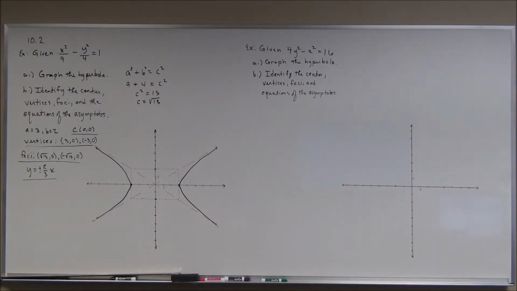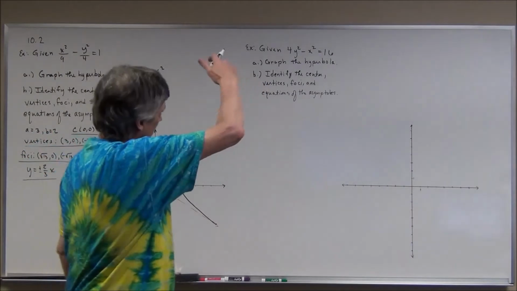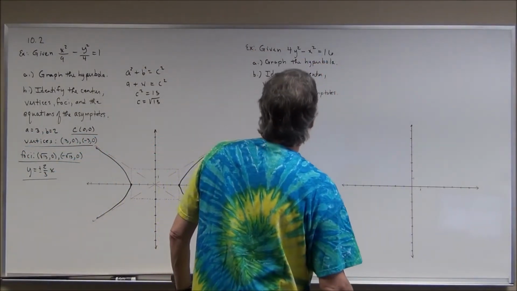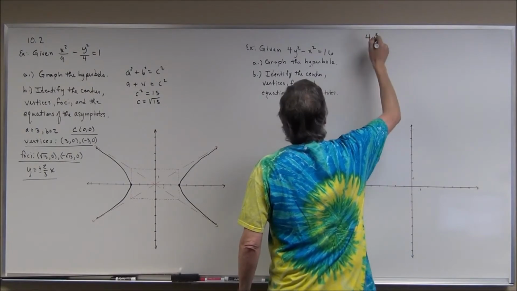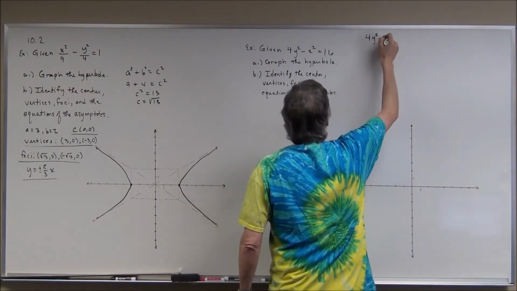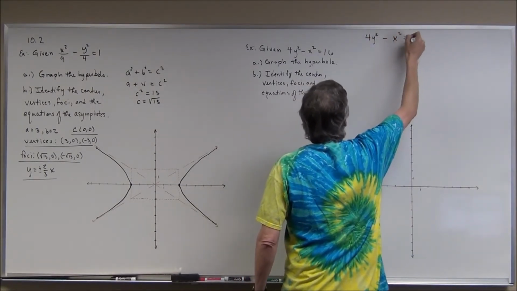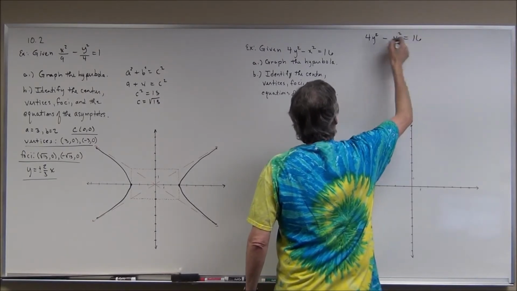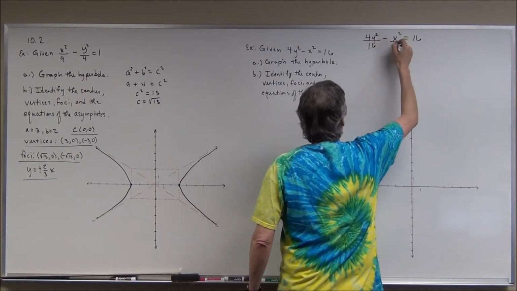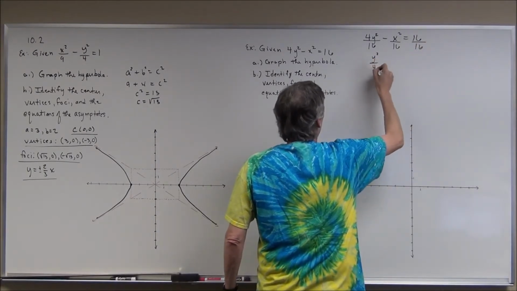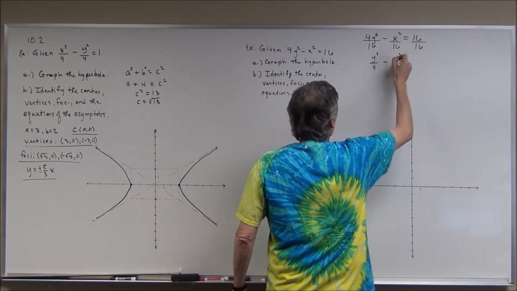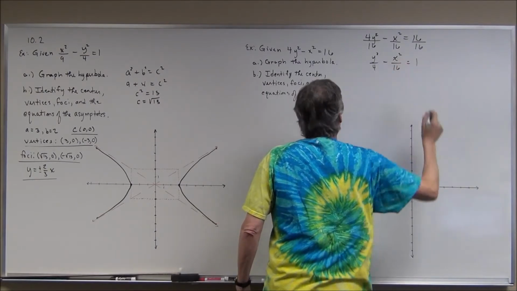Now in the next example, you may notice that this is not in standard form. It's not set up equal to 1. I'll go ahead and write it out here. To make this equal to 1, I'm going to divide through by 16, both sides, every term. And I have y squared over 4 minus x squared over 16 is equal to 1.